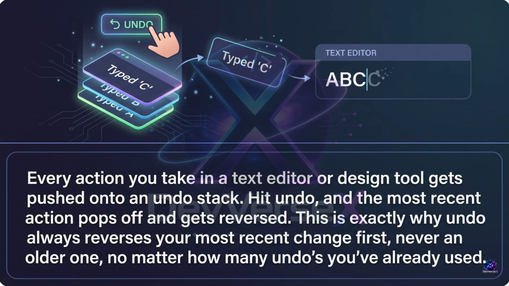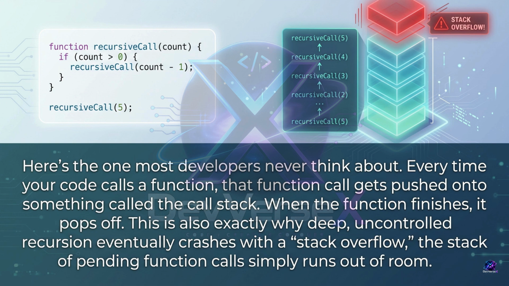Every action you take in a text editor or design tool gets pushed onto an undo stack. Hit undo, and the most recent action pops off and gets reversed. This is exactly why undo always reverses your most recent change first, never an older one, no matter how many undos you've already used.